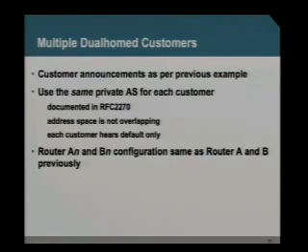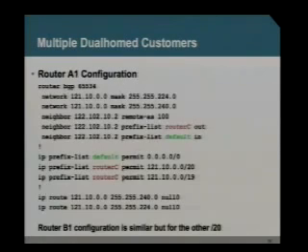Templates are good. Okay, so custom announcements are the same as in the previous example. We use the same private AS. Address space doesn't overlap, so it's not a problem. Customer A1 configuration: got the /19 and the /20 because we're going to do the simple load balancing. We let the /19 and the /20 out here. Inbound, we accept just the default. Router B1 configuration is similar, but for the other /20. Okay, we've seen this configuration before. It was the previous example.